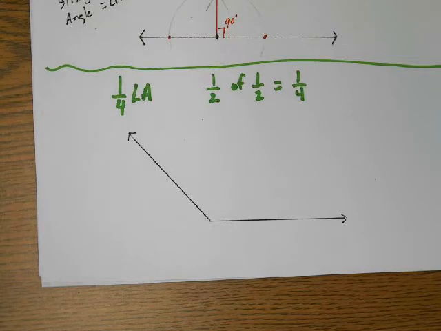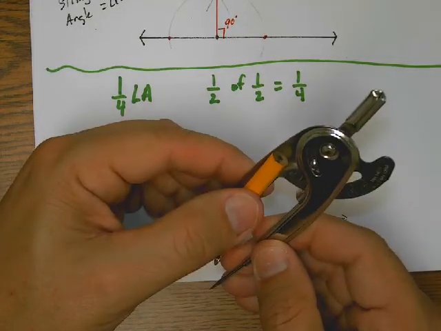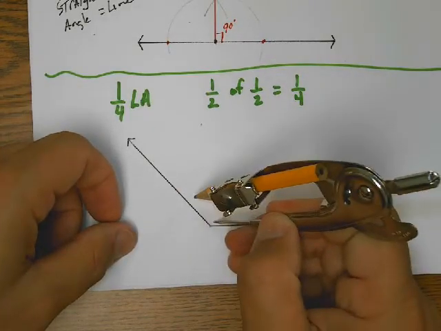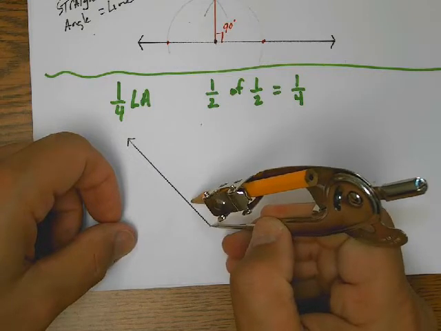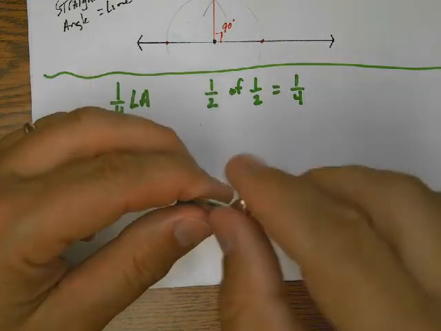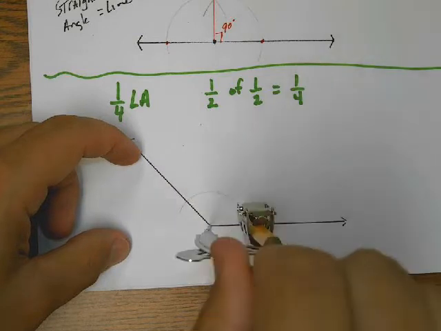All right. So the first thing I have to do, I can't just go right to the 1/4. I've got to first of all do half. So I go to the vertex, make an arc that intersects both.